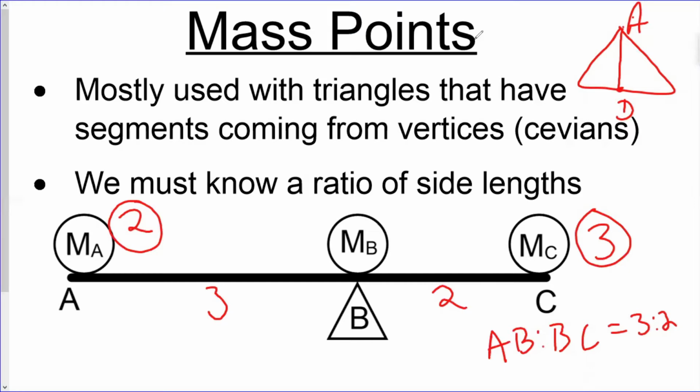We also know that if this is 2 at A and 3 at C, then the middle point B has to have a mass of 5. That point that divides your segment is always going to be the sum of the masses of the vertices. Let's look at another problem.